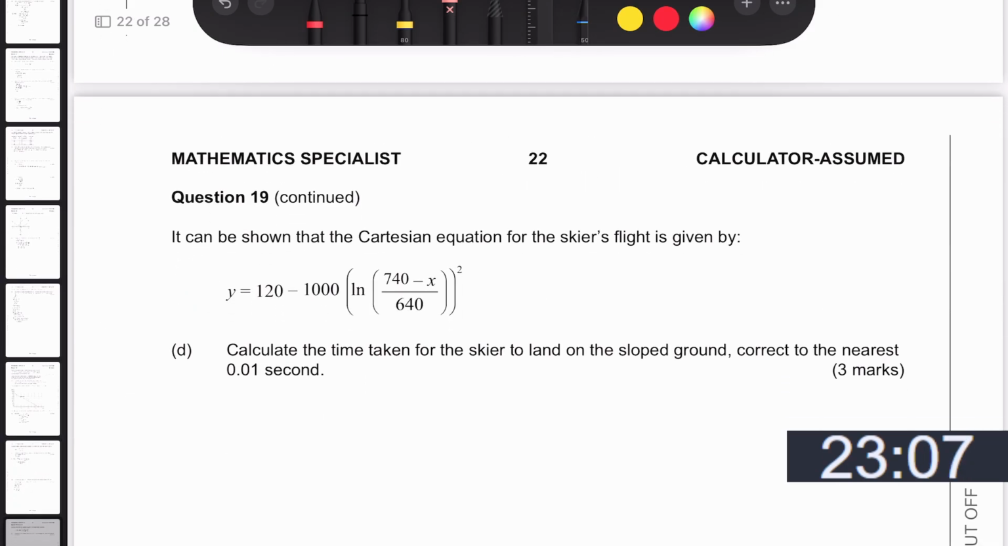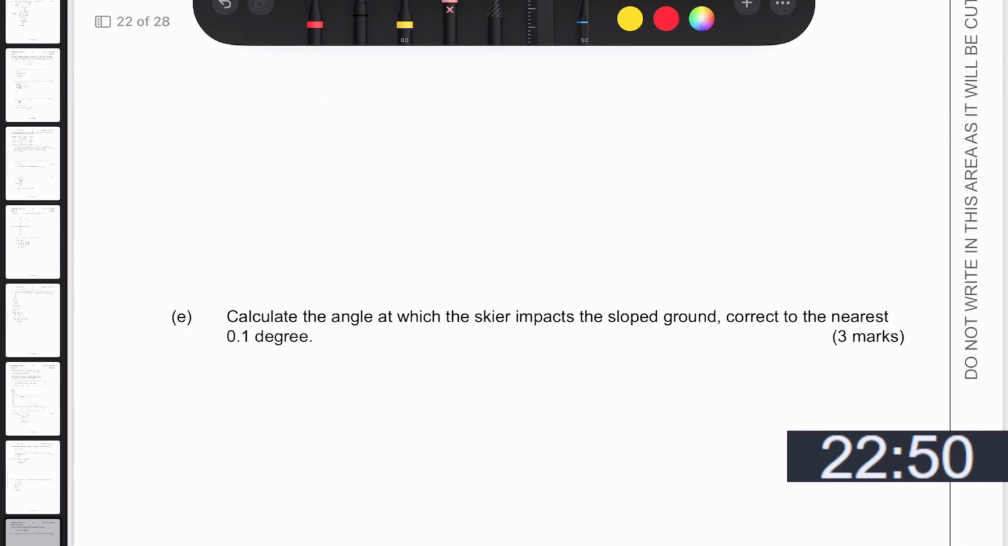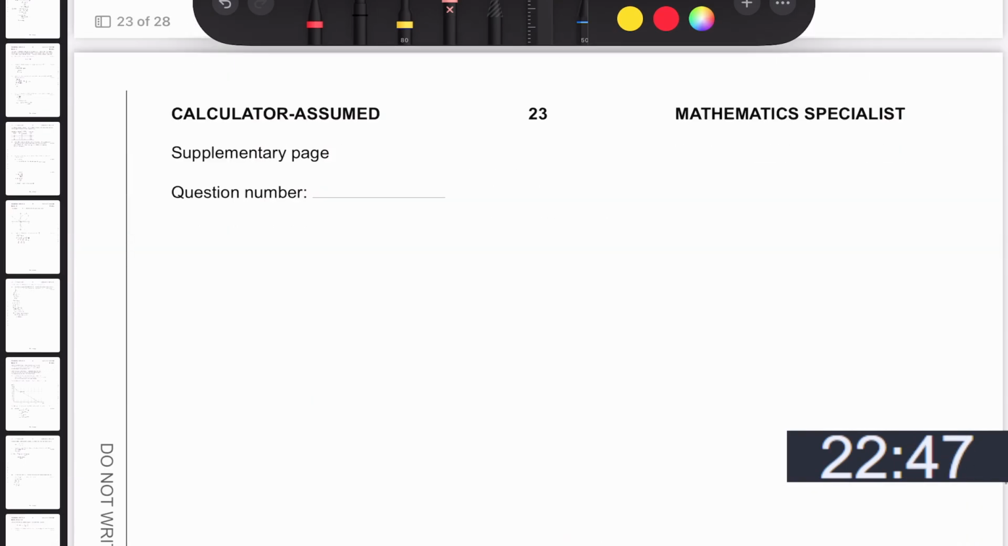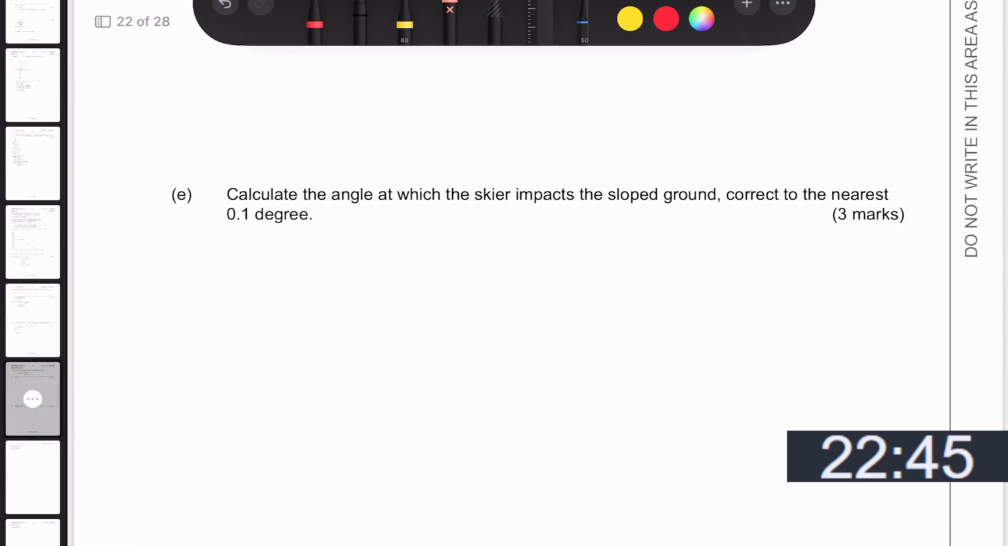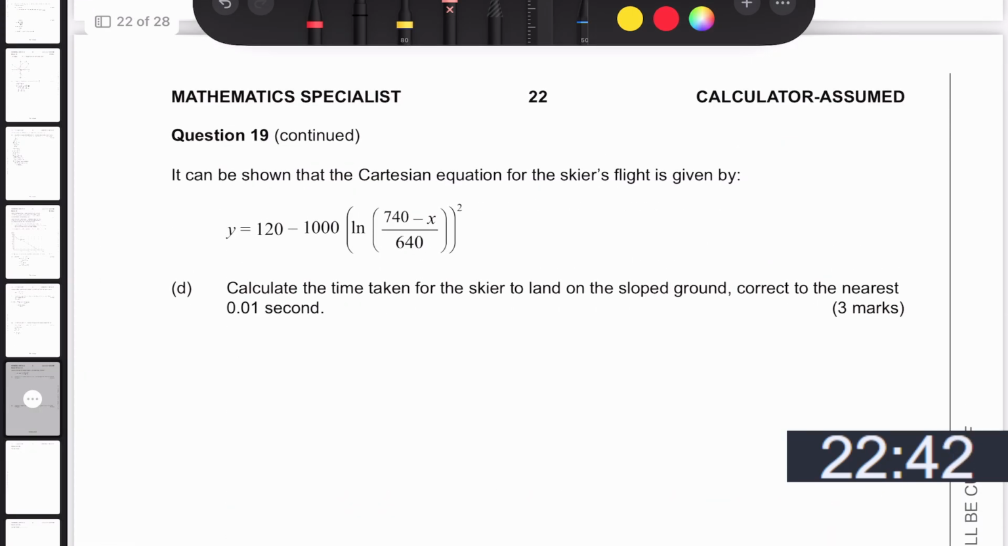I think that's right. It can be shown that the Cartesian equation for the skier's flight is given by that. Calculate the time taken for the skier to land on the sloped ground, correct to the nearest 0.1 second. So do I just equal that to the other thing? Oh wait, this is the last page. Nice. If I make that equal to the y sloped, then I can find my x, and then find how long it takes to get to that x.